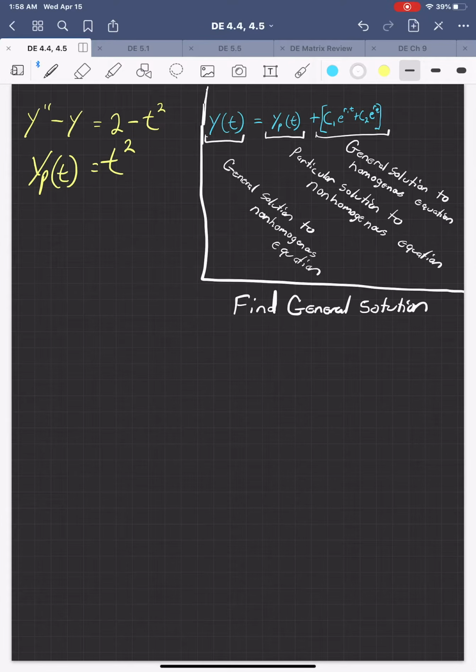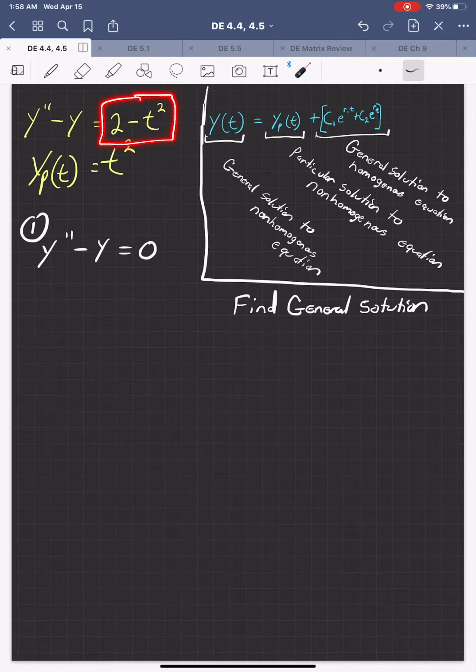All right, now the way we're going to do this is we're going to first go back to homogeneous equations. We're going to pretend for a second that we had y double prime minus y is equal to 0. Now that would be a homogeneous equation. Now I know that I don't really have it equal to 0, I get that. But we're going to go back to the beginning of chapter 4, where we were dealing with just homogeneous equations.